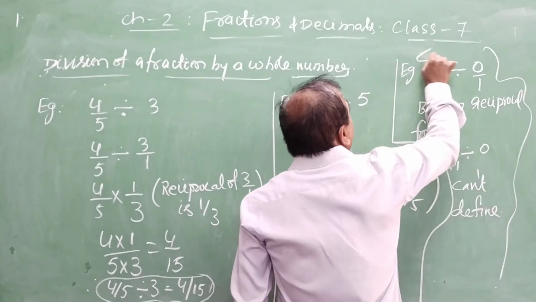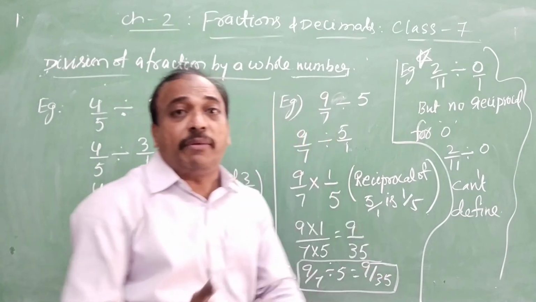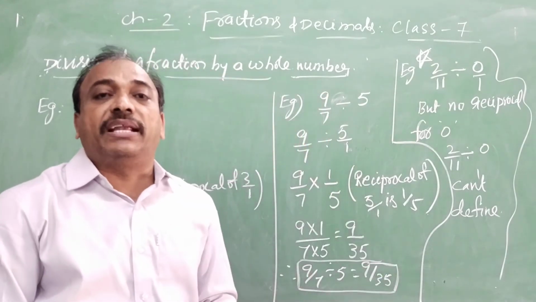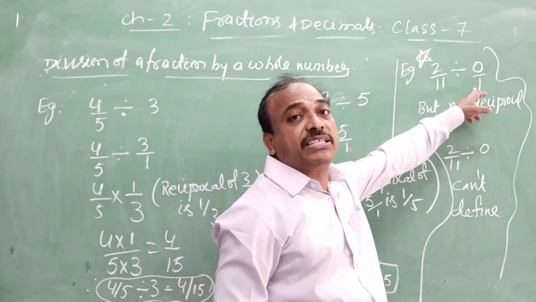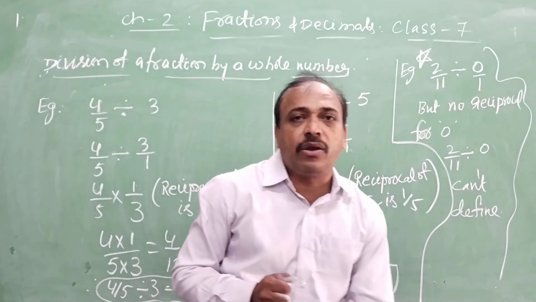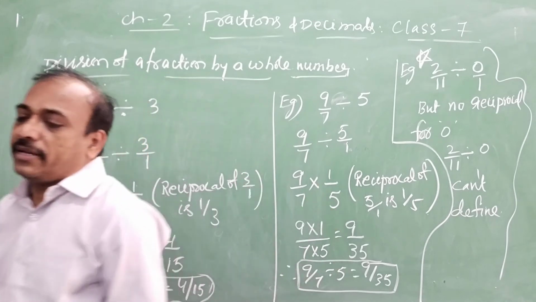This is very, very important. A non-zero number, non-zero whole number. That's what non-zero whole number means. So we don't have a reciprocal for 0 by 1. That's why it is not possible. Is it clear?